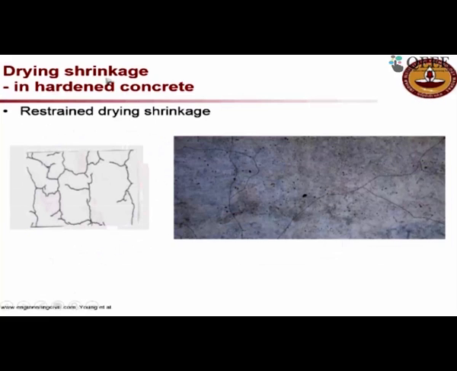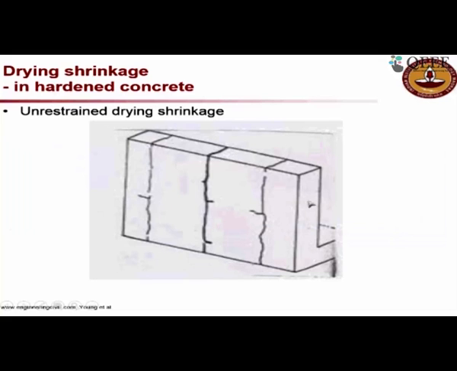Now, drying shrinkage in hardened concrete, restrained drying shrinkage. Here we are talking about a structure. This is actually a floor which is on ground, so the ground itself is giving some restraint. You can see there is no particular direction on these cracks. Cracking is happening in all directions. You can see a small fine crack here, crack here like that. And this is an unrestrained drying shrinkage, where the cracking is happening almost in a parallel direction.